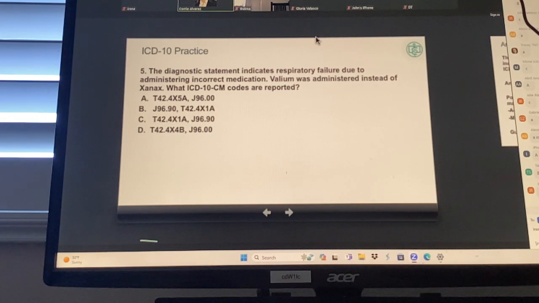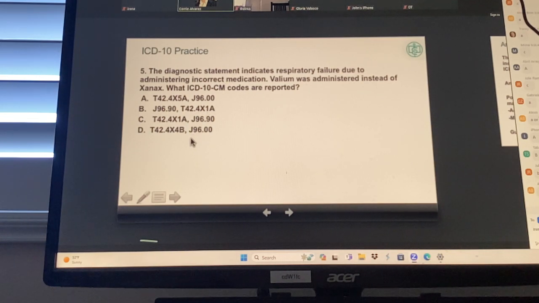All right, we have some answers. So let's look at this. So what happened here? The patient has respiratory failure due to incorrect medication being given to them. So Valium was administered instead of Xanax. So look at your scenarios here.